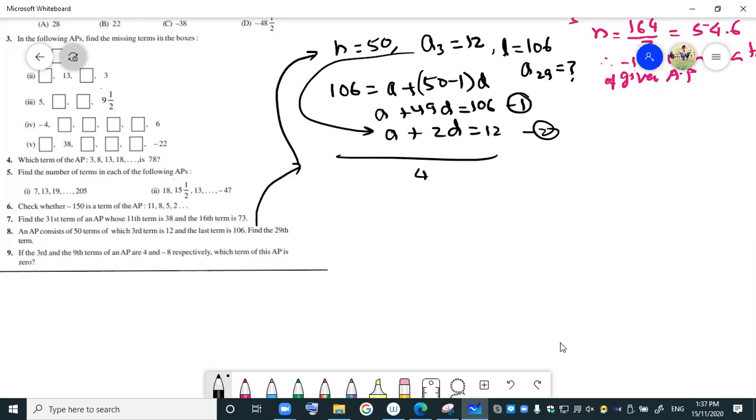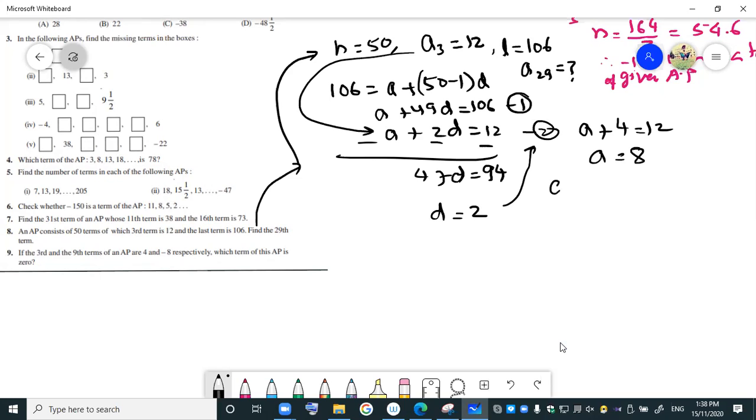Subtracting, 49 minus 2, 47d is equal to 106 minus 12, 94. 47 twos are 94. So the answer will be 2. And d put in equation number 2. So we get a plus 2 twos are 4, 4 is equal to 12. So a is equal to 12 minus 4, 8.